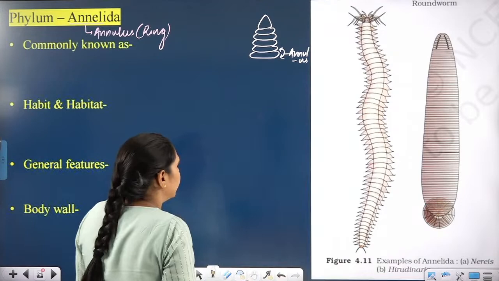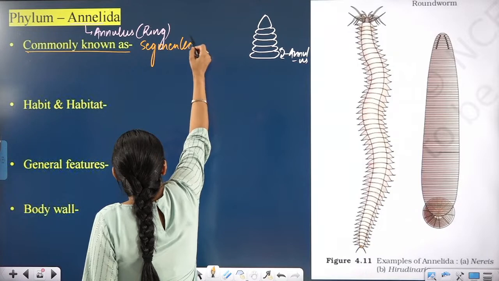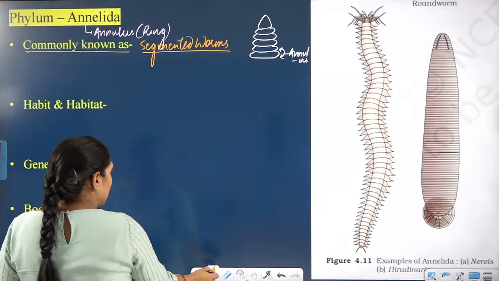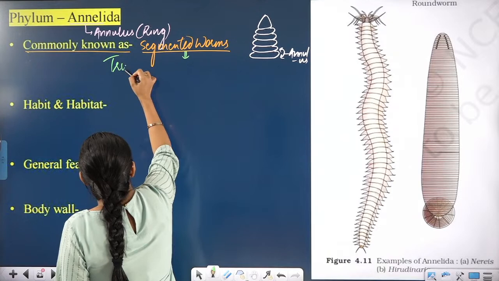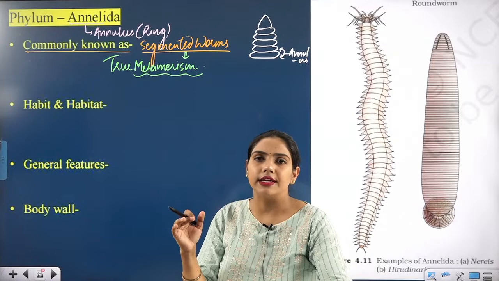So, now here you are seeing that they are commonly known as segmented worms. First time we have seen true segmentation, true metamerism is seen in them. What is metamerism, beta? Segmentation. Externally as well as internally, the body is divided into segments. So that is why they are commonly known as segmented worms.